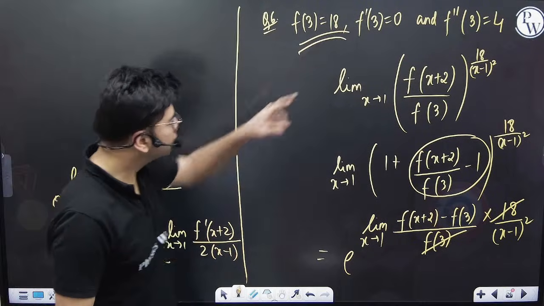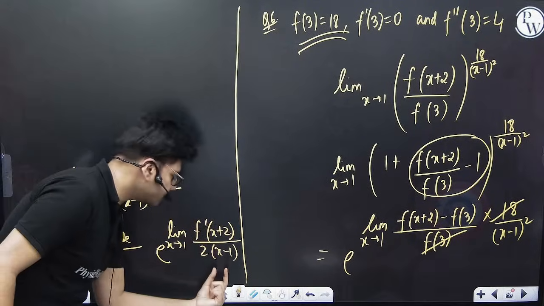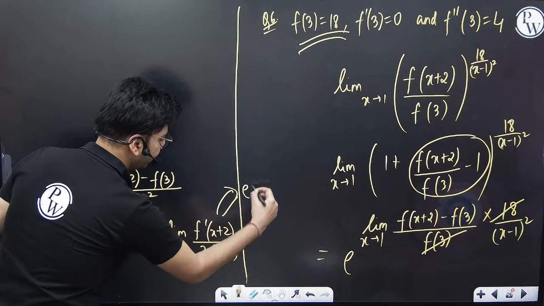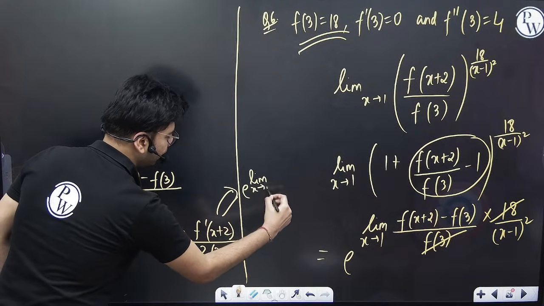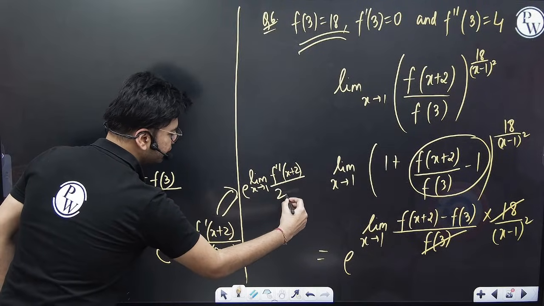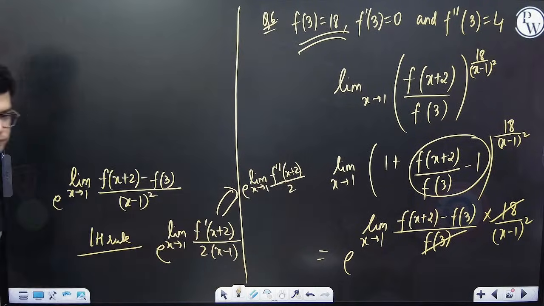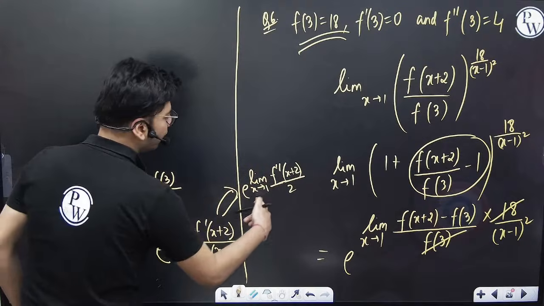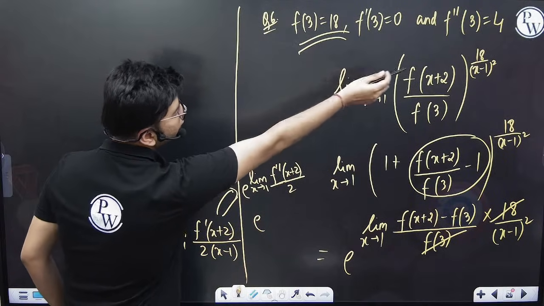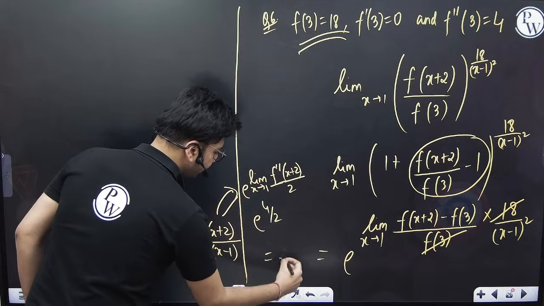Now, since f dash 3 is also given as 0, so 0 by 0 form is still maintained. So you can apply L'Hospital's rule once more. So now you will get e raised to the power limit x tends to 1, f double dash of x plus 2 upon twice of x upon 2. So now I can substitute the value. So what will I get? e raised to the power f double dash of 3, which is given as 4 by 2. So I'll get e square.